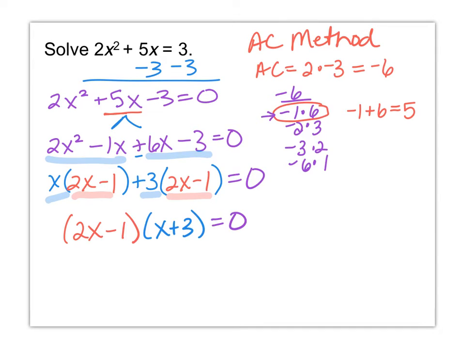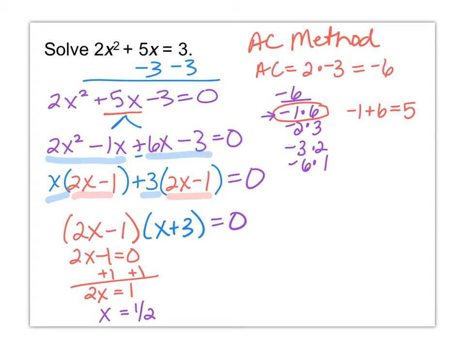Now using the zero factor property, we're setting each of these factors equal to 0. If we set 2x minus 1 equals 0, we can solve this equation for x by adding 1 to both sides to get 2x equals 1, and then divide both sides by 2 to get x equals 1/2. That's one of the solutions to our original equation.